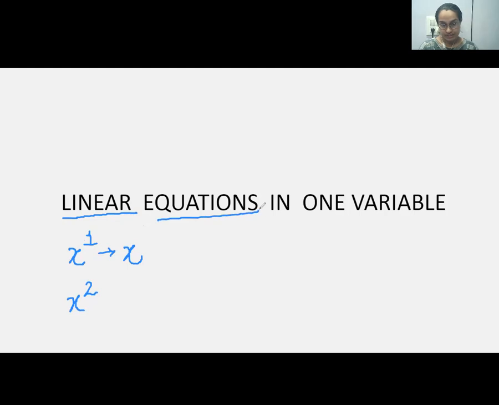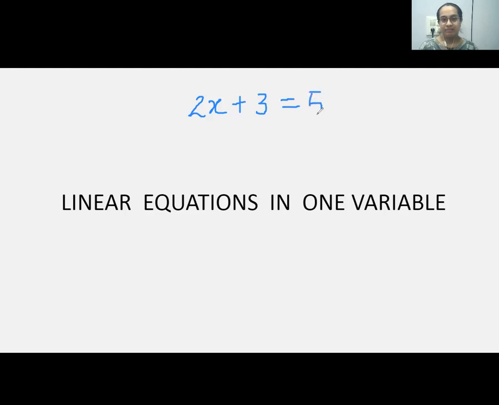Now equation, yes, that too we will understand the meaning. Let's go over here. 2x plus 3. If I write like this, then it is an algebraic expression. Why not equation? Because there is no equal to sign. Now if I include the equal to sign, then it becomes an equation. You need to equate. Now, one variable means in this equations, we will be using only single variable.